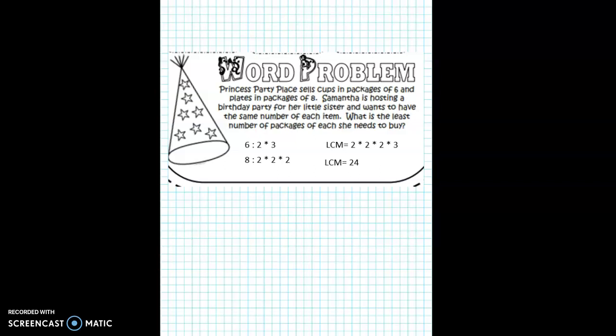Now, if we look at the problem, though, we need to know the number of packages. The cups are sold in packages of 6. 6 times 4 is 24, so she needs to buy 4 packages of cups in order to equal the 24 total cups. Plates are sold in packages of 8. 3 times 8 is 24, so she will need to buy 3 packages of plates in order to have 24 total plates.